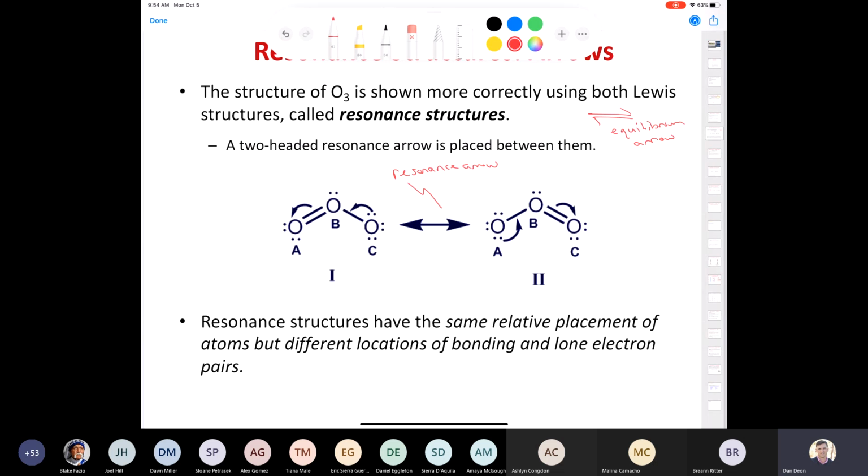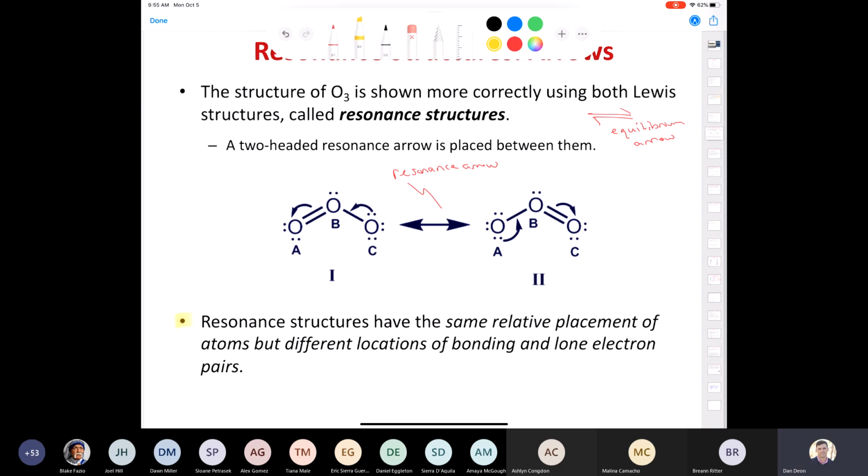So we draw the two resonance structures of ozone. We place that resonance arrow in between them. And what that tells us is that these are both representations of the ozone molecule. And they show what's called the delocalization of electrons. If you look down here, it says resonance structures have the same relative placement of atoms, but different locations of bonding and lone electron pairs. That's what I call delocalization, because the electrons are not in one locale or one place. They are throughout the molecule.